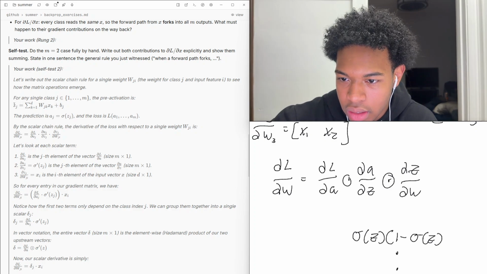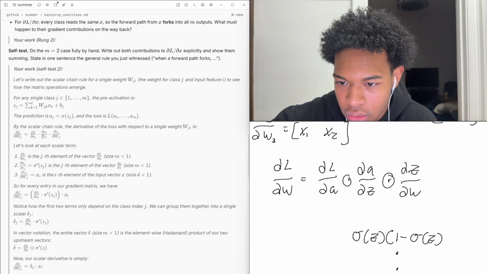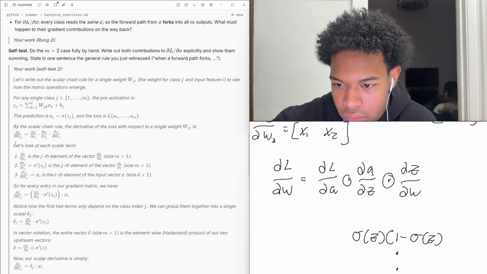For any single class, Z, the pre-activation, by the scalar chain rule. This is exactly what I have written. Beautiful. So let's look at each term.